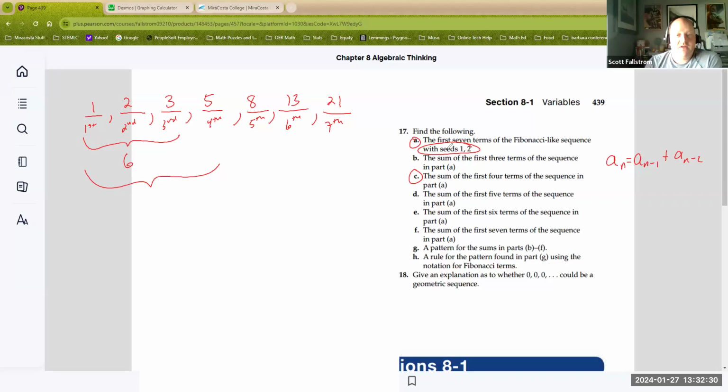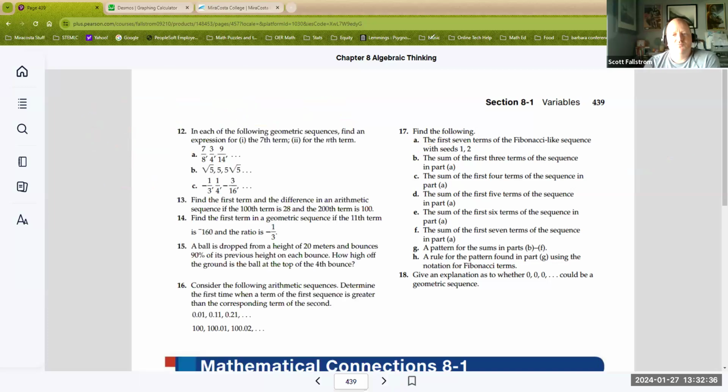So yes, definitely the seeds do count. They are the first 2 terms in the sequence as you go forward. And hopefully that gets you what you need.